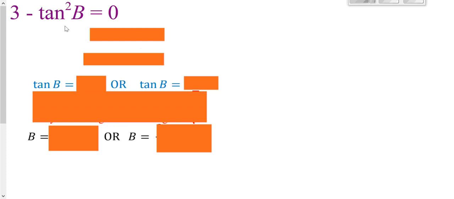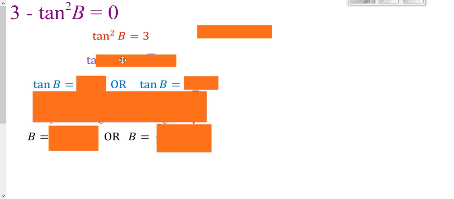So we need to get the trig function by itself. So we got to get rid of the positive 3, we got to get rid of the negative, and we got to get rid of the squaring. So we could take our tangent squared to the other side, and then it would be equal to 3. Then we could get rid of the squaring by taking the square root of both sides. And when you take the square root, you need to remember plus or minus.